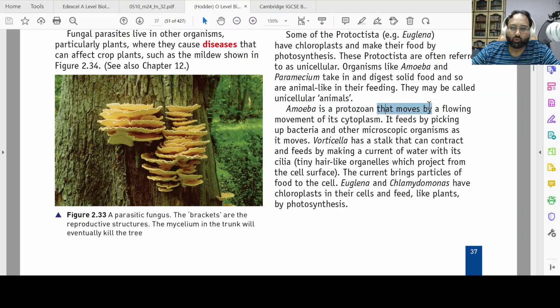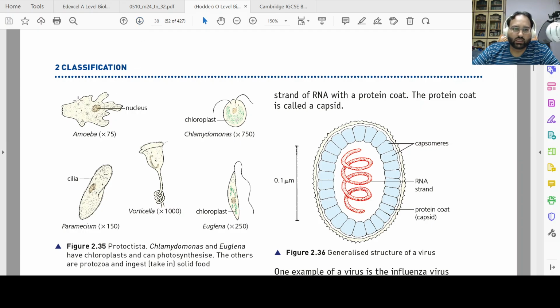It moves by a flowing movement in its cytoplasm. So its cytoplasm flows inside of it, and that helps it to move around. So this amoeba, the cytoplasm that's inside this cell is moving. For example, if it wants to move towards the right, the cytoplasm will move towards the right, pushing the cell towards the right.